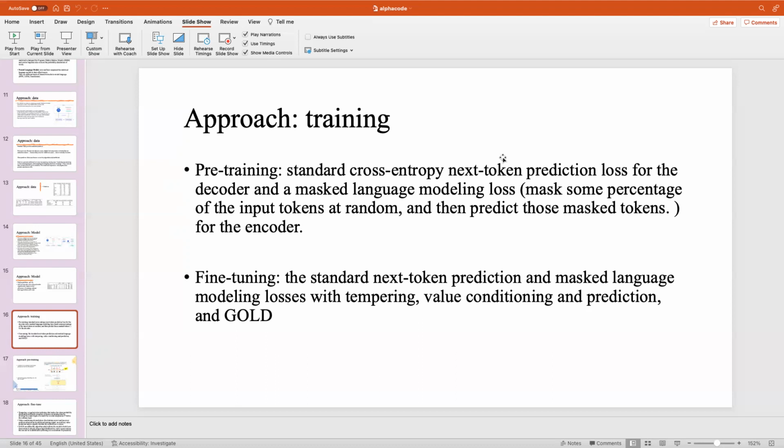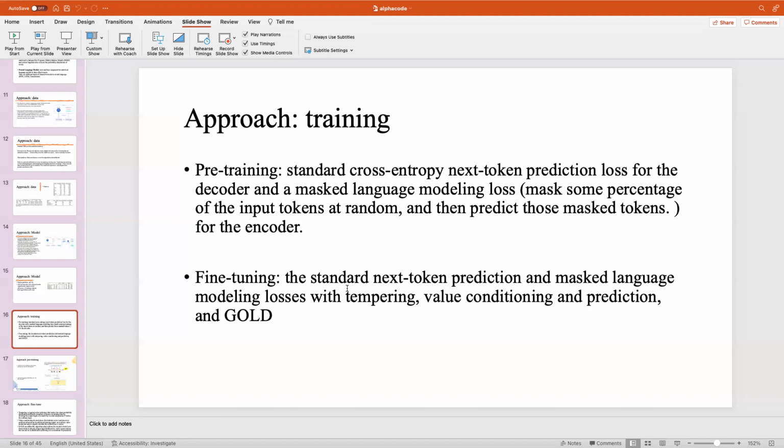And for the masked language modeling loss, I guess it was first used in BERT, which is also a popular language model. The idea is to mask some percentage of the input tokens and try to recover those masked tokens from the rest of the sentence. So that's the loss for the pre-training.